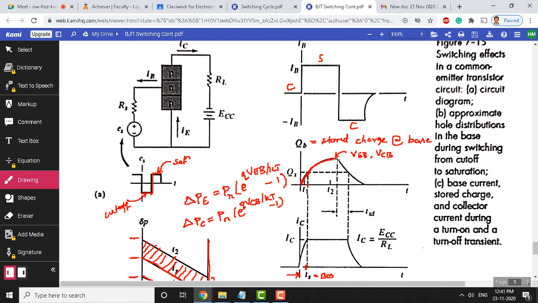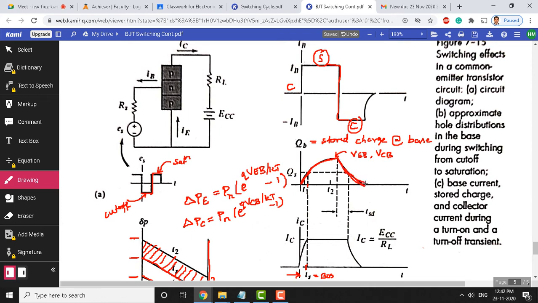At this point of time, when the device is operated in oversaturation, if you suddenly apply a negative pulse waveform at the base, that means we are moving from the saturation region to the cutoff region. Now, what is going to happen when we move from saturation to cutoff? You expect the immediate withdrawal of charges from the base, but that does not happen. The charges at the base are slowly withdrawn.